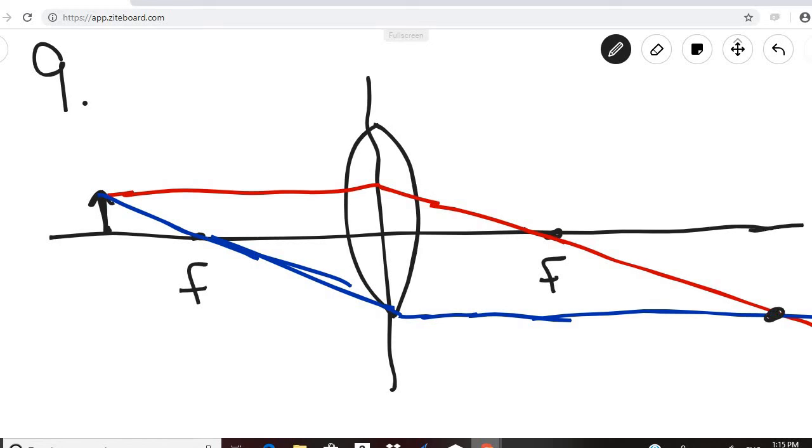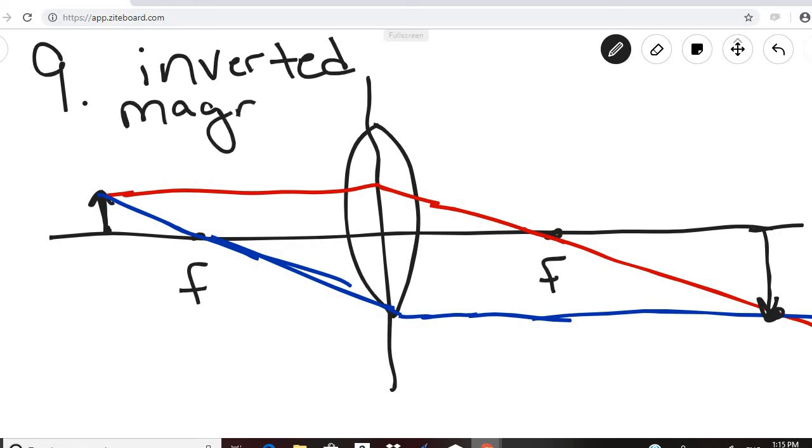So this is the bottom, so this is the top. So the image would be inverted. It's enlarged, so magnified, and it's a real image because the lines themselves intersect. We didn't have to extrapolate them at all. Okay, so that's number 9.